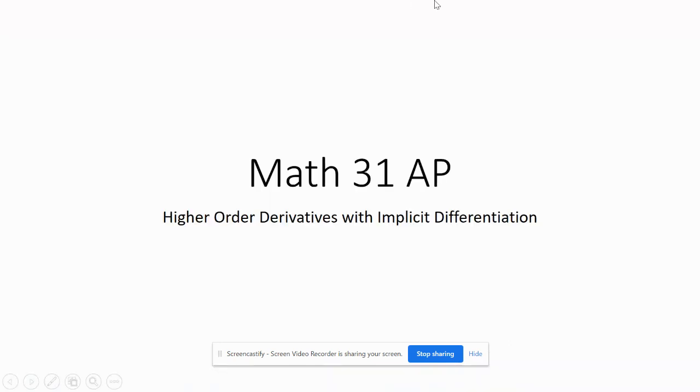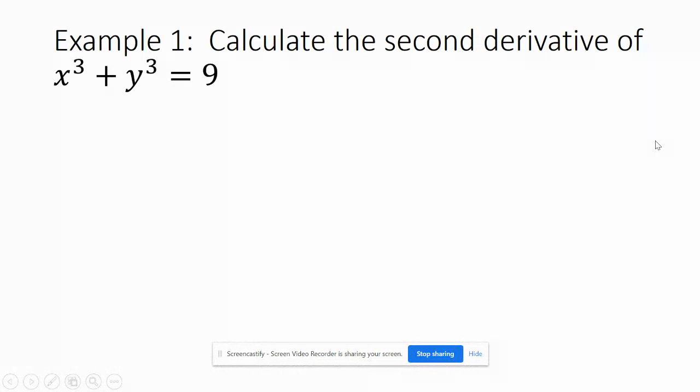All right, guys. A very quick video over here. The topic is going to be called higher order derivatives with implicit differentiation. I'm just going to show you one example of this and let you practice these ones. The question is saying, calculate the second derivative of x cubed plus y cubed equals 9.